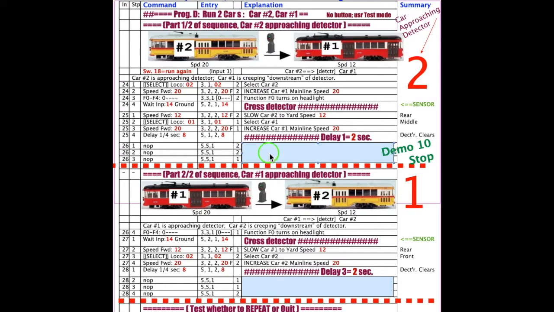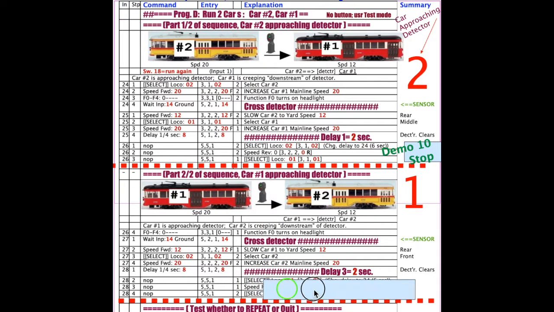But later when we went to demo 10, we added these three commands here, and I'll uncover them. If we add these commands, what we do is we select loco 2, which is the one that after it came across the detector is creeping, and we actually bring it to a complete stop. We send it a speed 0 command, and then we select loco 1 so that when we go down and execute these commands, it's ready to slow down loco 1 when it gets to the detector.